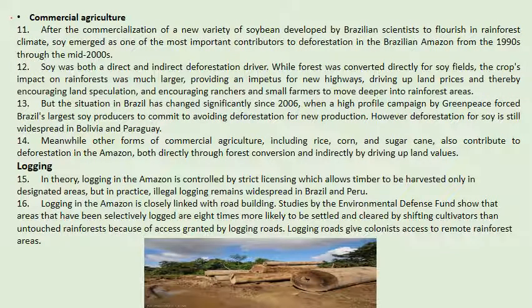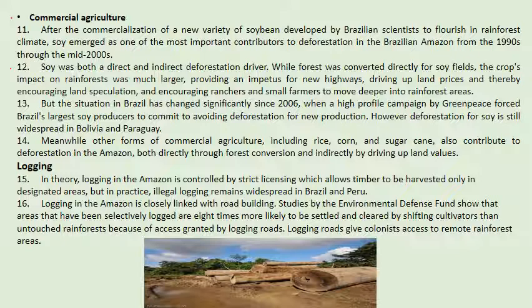Another reason: commercial agriculture, agriculture for selling. After the commercialization of a new variety of soybean developed by Brazilian scientists to flourish in rainforest climate, soy emerged as one of the most important contributors to deforestation in the Brazilian Amazon from the 1990s through the mid-2000s.